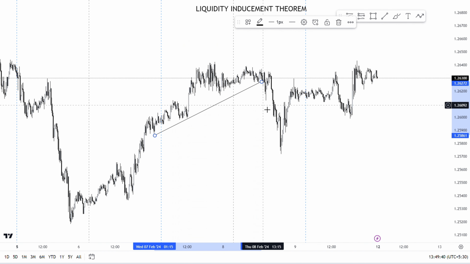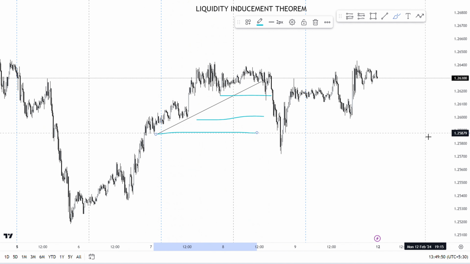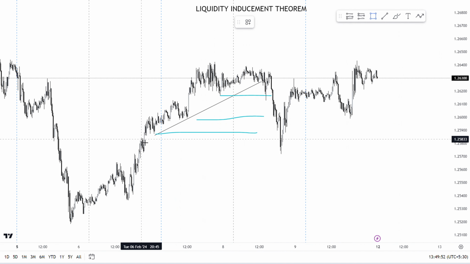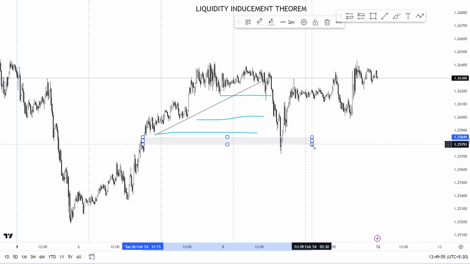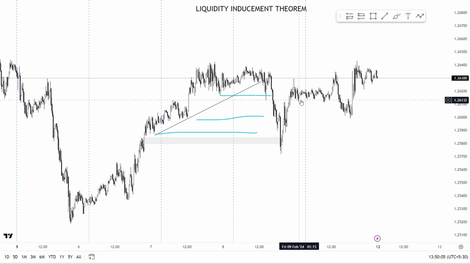So this is where the breakout happened, right? This is where the breakout happened, and there is a lot of liquidity here. There is a lot of liquidity, and we also have a small fair value gap here for extra confluence. So I just waited for the liquidity to be taken out, because 80% of the time after the liquidity is taken out, the price will reverse.